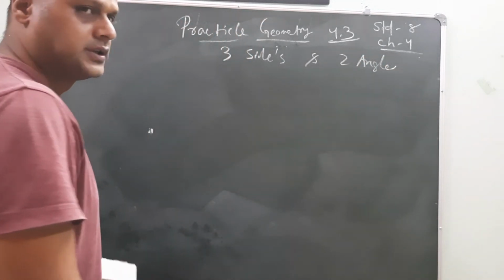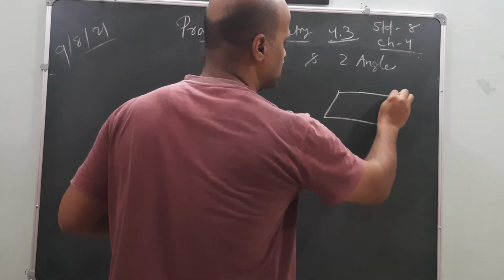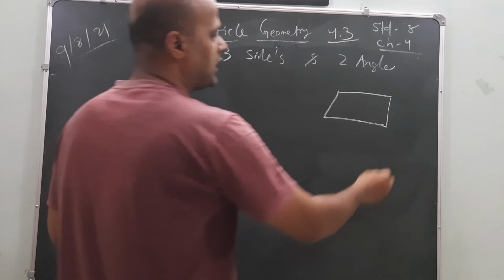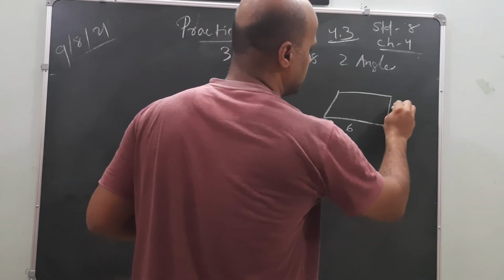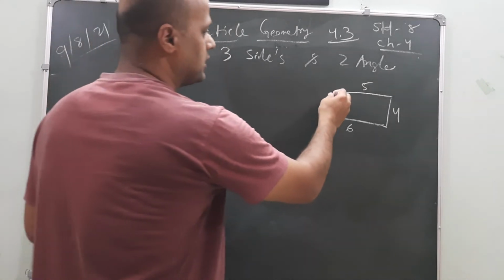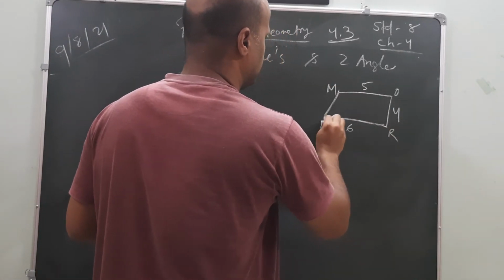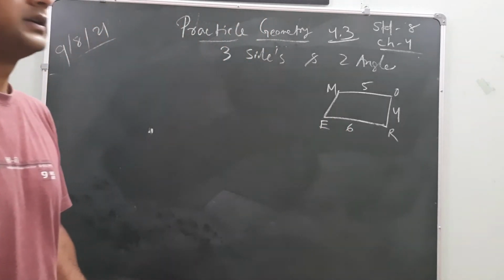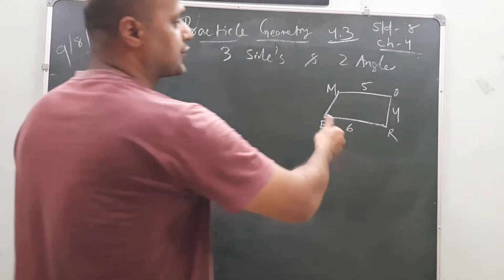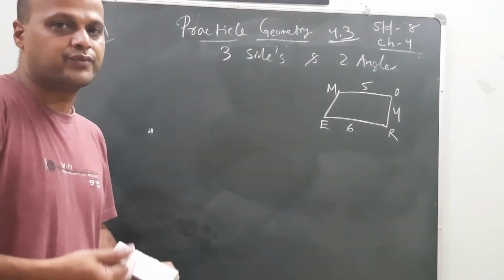Okay, let's do it. How will we find out? Take an example of a quadrilateral. Three sides are 6 centimeter, 4 centimeter, and 5 centimeter. Three sides are given here. First, this is the rough sketch. We just made this rough sketch from the statement given in our book.